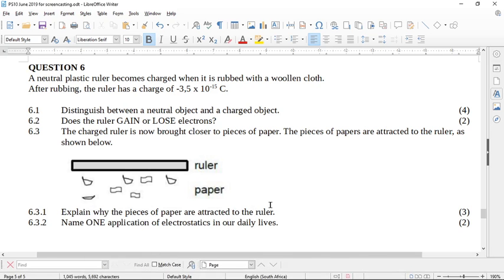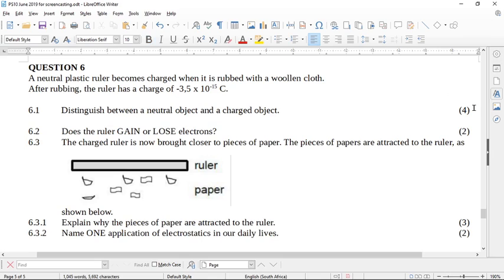Okay, this is question 6 from the June 2019 Limpopo question paper. A neutral plastic ruler becomes charged when it is rubbed with a woolen cloth. After rubbing, the ruler has a charge of minus 3,5 times 10 to the negative 15 coulombs. Distinguish between a neutral object and a charged object.